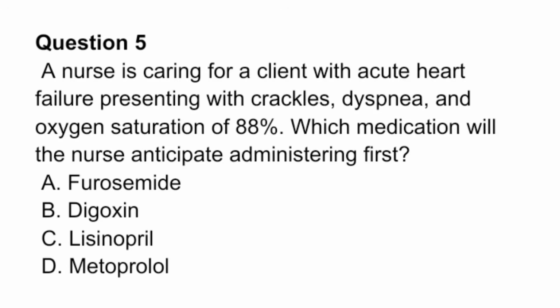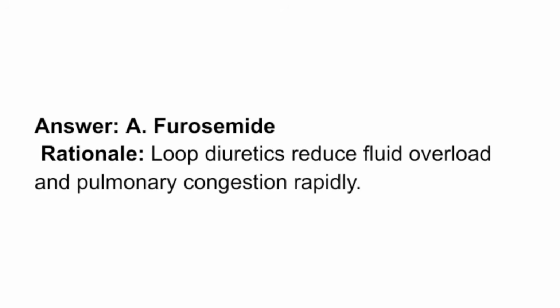Question 5. A nurse is caring for a client with acute heart failure presenting with crackles, dyspnea, and oxygen saturation of 88%. Which medication will the nurse anticipate administering first? A. Furosemide. B. Digoxin. C. Lisinopril. D. Metoprolol. Answer: A. Furosemide. Rationale: loop diuretics reduce fluid overload and pulmonary congestion rapidly.